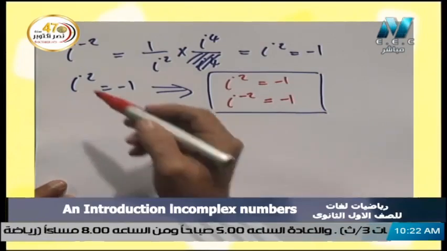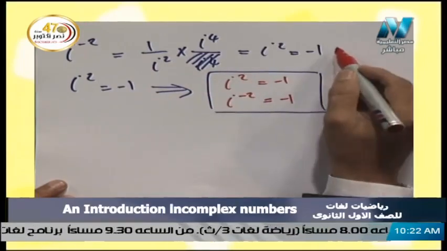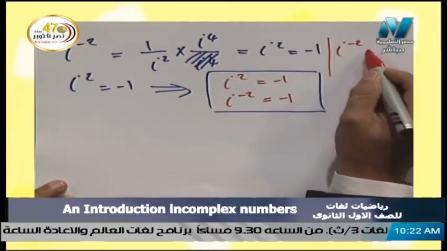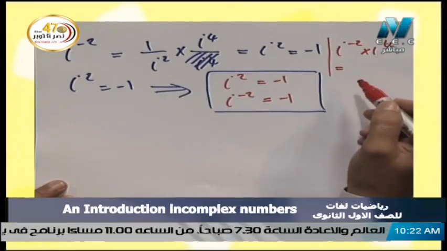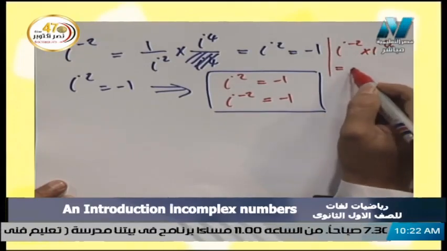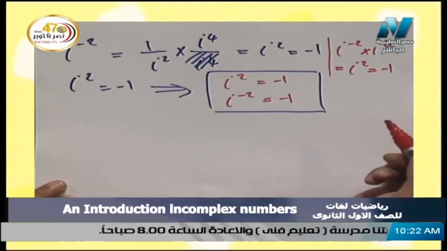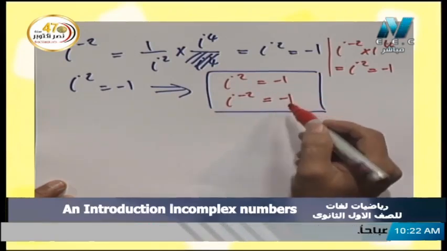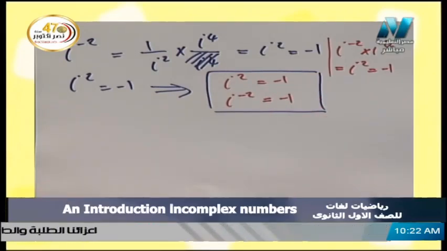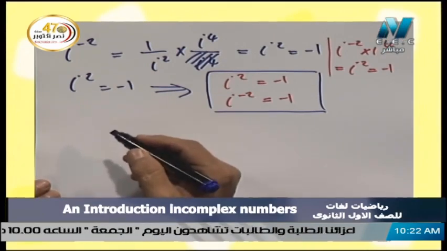Because we have i power negative 2, we can say i power negative 2 times i power 4, because i power 4 is 1, so we can multiply by it. Here i power 2 equals negative 1, and also i power negative 2 equals negative 1. What about i power negative 4? We will deal with the even number only.